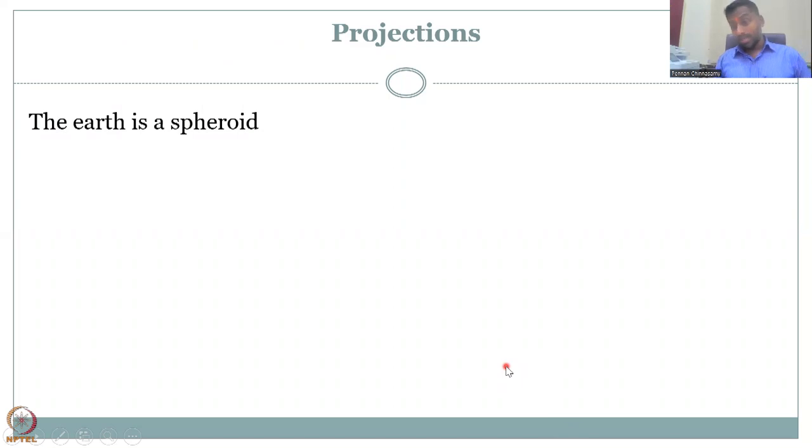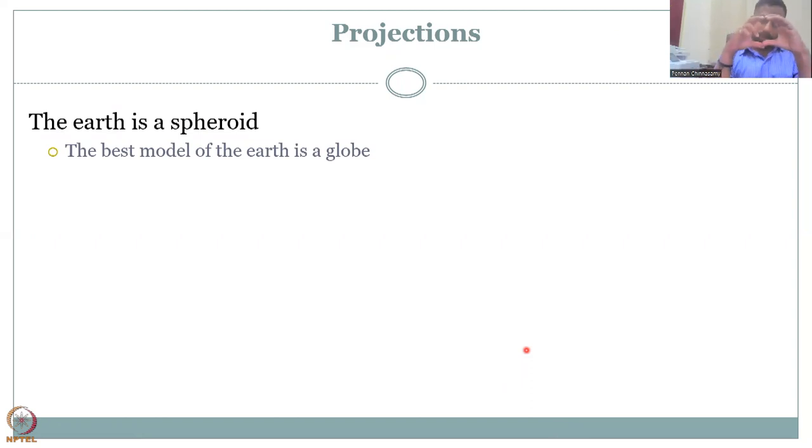Everyone knows the Earth is not a ball. It's not a sphere, it's a spheroid, okay? Which means it is circular, but stout on the top. I'll show a real example in a while.